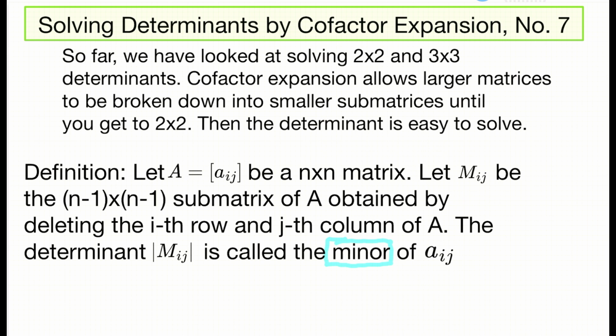So the first thing we want to do is look at this basic definition. We define the matrix A, our standard matrix, with row and column i and j, n by n, it has to be a square. Let M sub ij be an n minus 1 by n minus 1 submatrix of A obtained by deleting the ith row and the jth column of A. The determinant of this submatrix is called a minor of A sub ij. So we're going to break it down, getting rid of one row and one column.